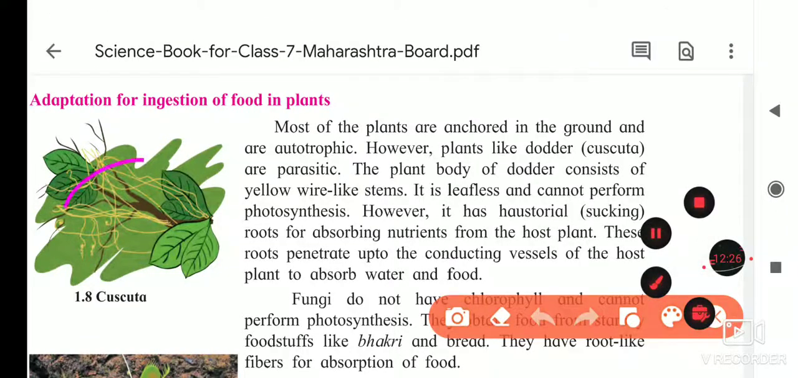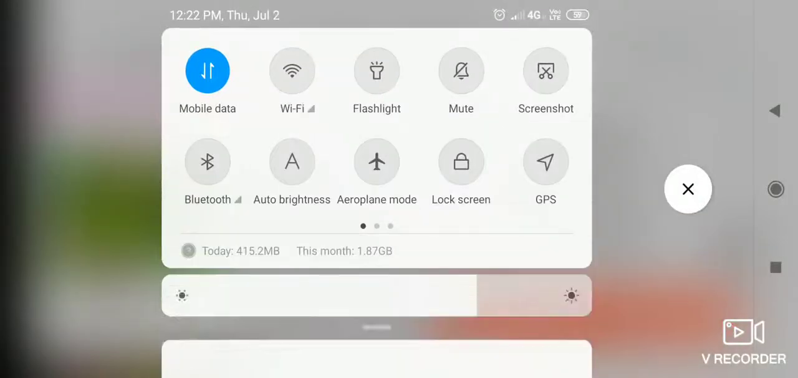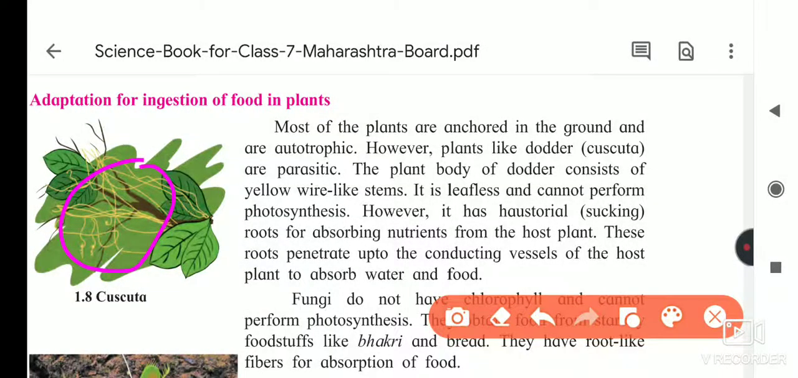So this yellow projection is nothing but a plant, and it is called a haustorial or sucking plant. Its color is yellow, they don't have the green color. They penetrate their projections inside the host tree, and they suck the nutrients produced by these plants.